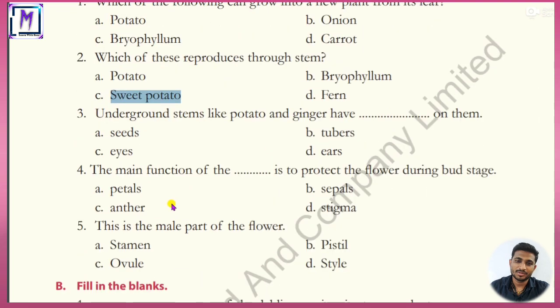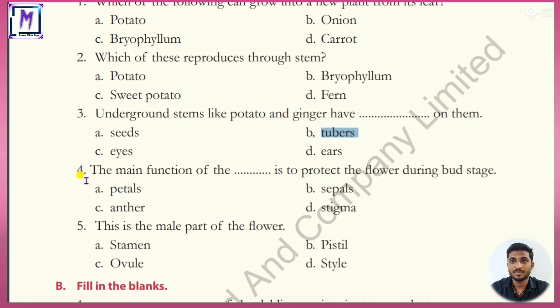Then next is question 3: underground stems like the potato and ginger have blank on them. What do they have on them to get reproduced? The options are seeds, tubers, eyes and ears. As we know, potatoes and gingers have eyes on them. But these eyes are part of tubers. So that's why we can choose tuber here. This will be the answer for the third question.